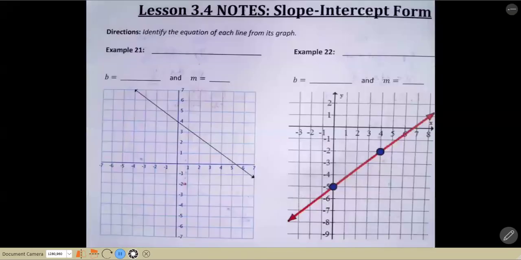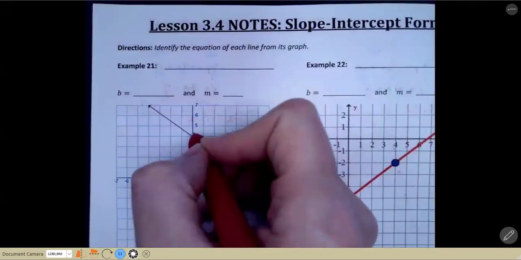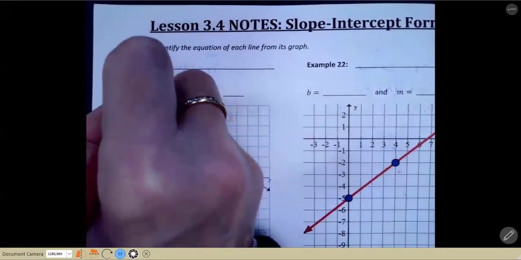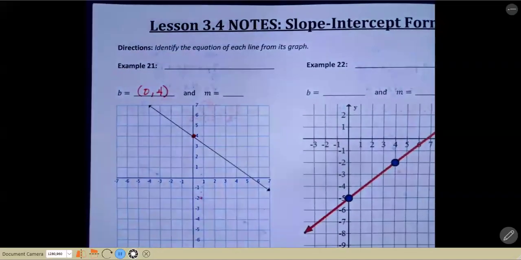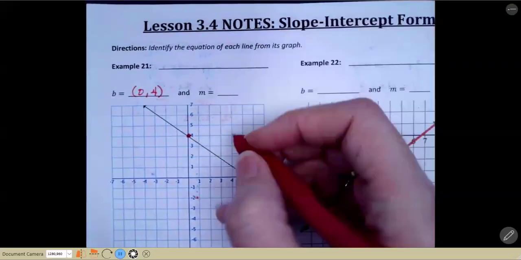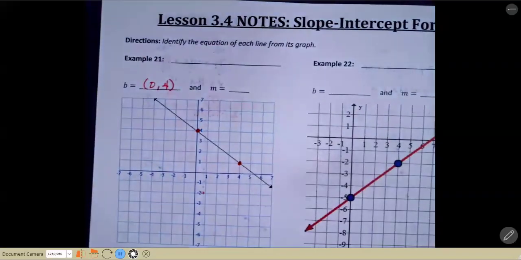Okay, let's go to the last page. On the last page, we are just finding equations from a graph. So we're going to find our y-intercept. Our y-intercept is where the line crosses the y-axis, and it crosses at 4. So our y-intercept is (0, 4). And then for our slope, we have to find another point where the line crosses an intersection of a box. So I'm going to go down this line and it crosses right here at (4, 1). And once I get that, I can find my slope.